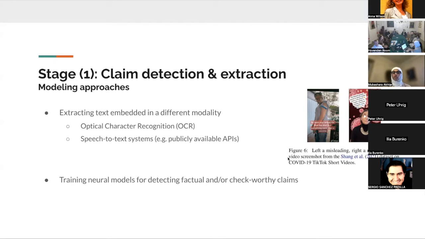Another popular approach for claim detection extraction is speech-to-text systems, for example, publicly available APIs, which have been used in previous research to extract the audio of potentially misinforming videos in order to do the automated fact-checking. And across different communities, we have seen that researchers have trained neural models, specifically neural networks, to detect factual and check-worthy claims. So this is specifically how this has been addressed in the communities previously.